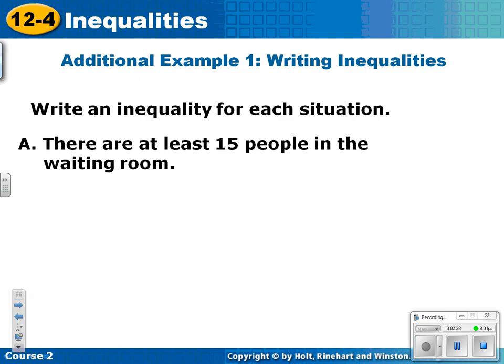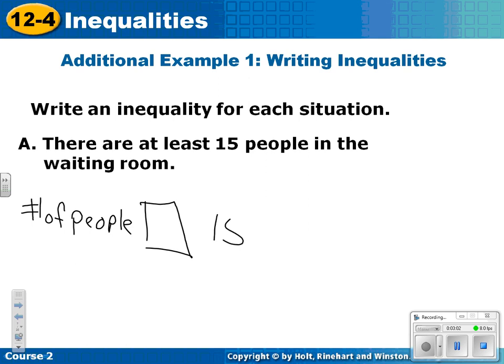So, one of the things you're going to have to do is write an inequality for each situation. And the way that you do it is you put your words first. So your words are going to be number of people. Then you're going to have some sort of symbol, and then you're going to have 15 because it says 15. Just wait with your whiteboards. Just pay attention to what I'm doing first.